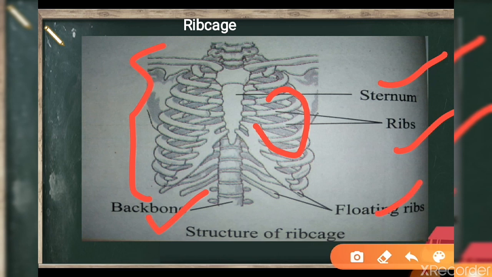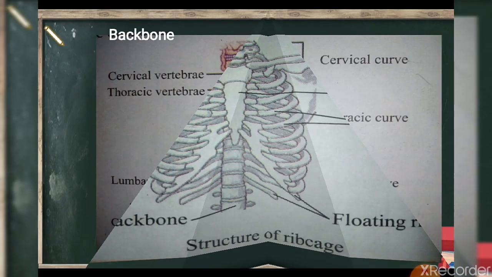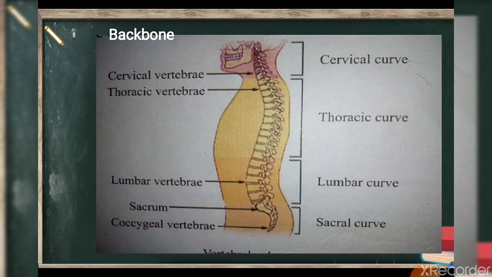You can see that these are not attached. These are floating. And this is the sternum. Got it? Good. Now we will see about the backbone. This is very important. If the backbone is not okay in our body, then we cannot stand.